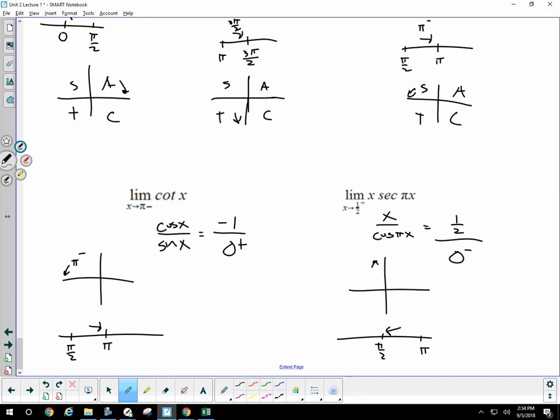But as I get closer and closer to pi from the left, and I'm in the second quadrant, sine values in the second quadrant are positive, so it's 0 from the positive side. That is why I have -1 over 0 from the right, and I have negative infinity as my answer here.